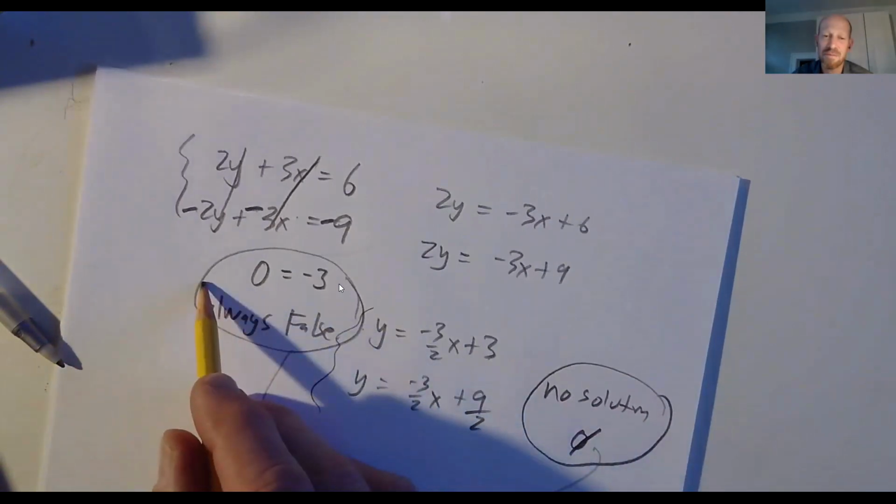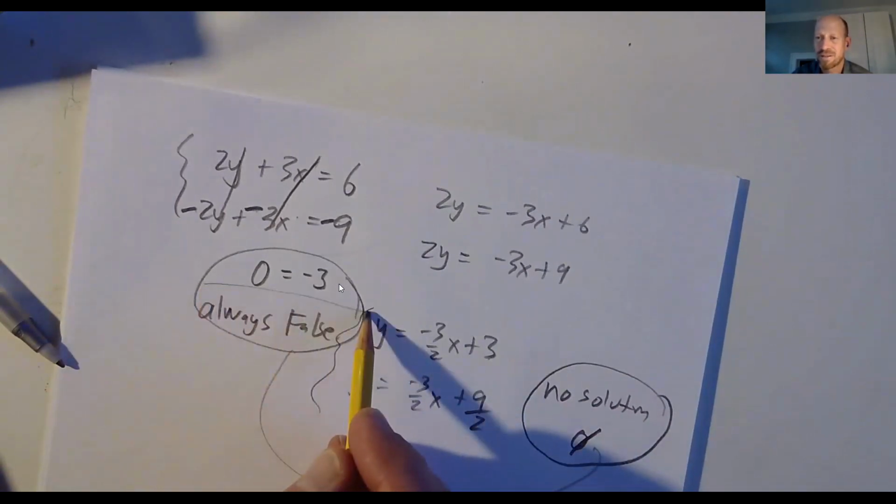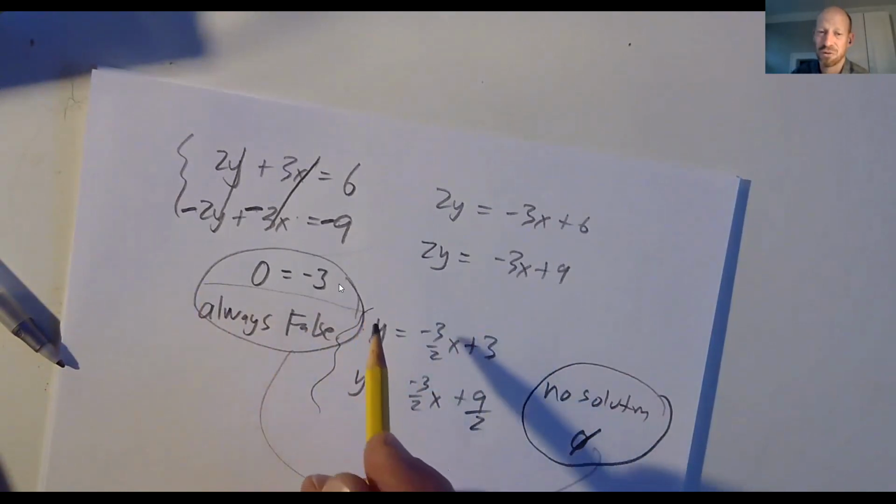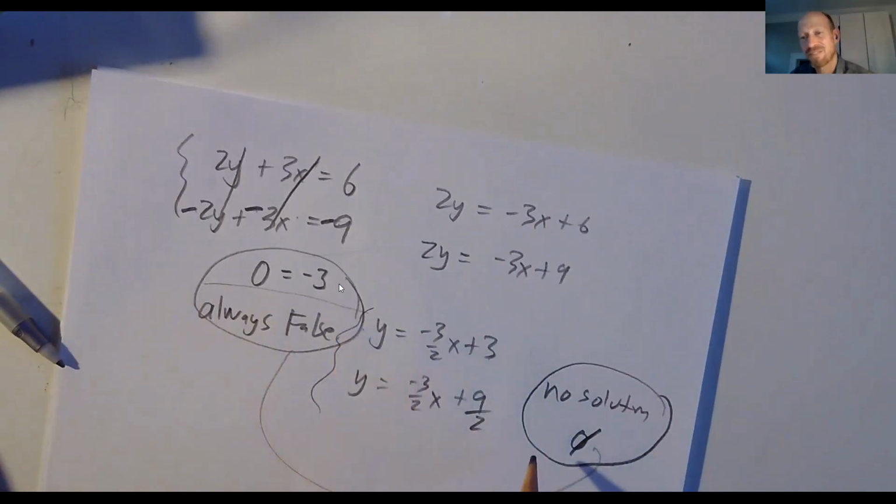I cannot leave my answer like this. That's not telling me what the solutions are, right? That's just sort of saying something that's obviously not true, right? You need to answer the question, you need to actually say what the solutions are, which in this case, right, are no solutions.